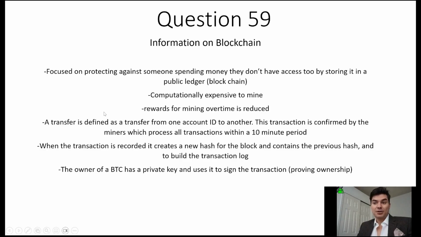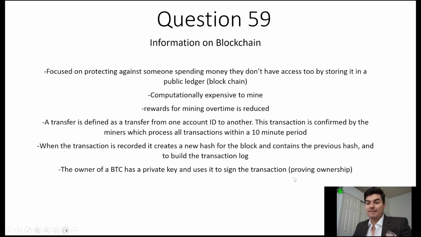A transfer is considered when a transfer from one account ID goes to another account ID, and it's confirmed by the miners, which process all the transactions within a 10-minute period. When the transaction is recorded, it creates a new hash for the block and contains the previous hash, building that transaction log. And the one main thing that's important to know is that the owner of the Bitcoin has a private key, and they use it to sign the transaction, proving ownership.